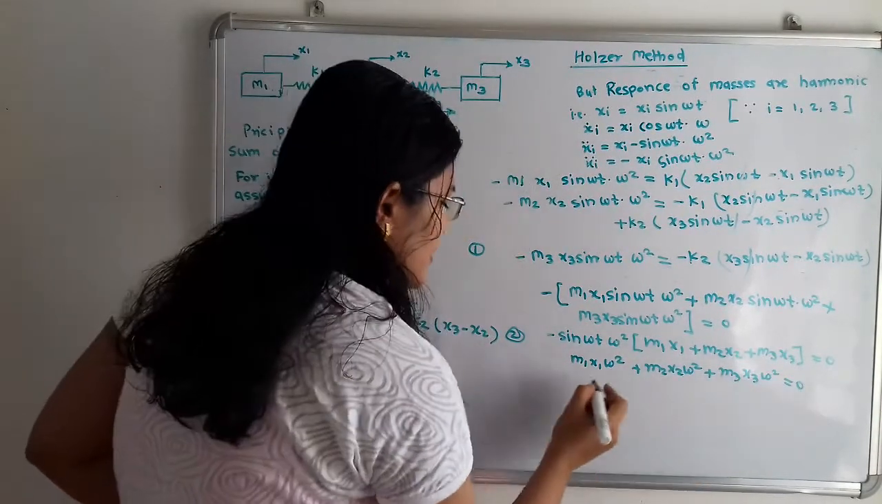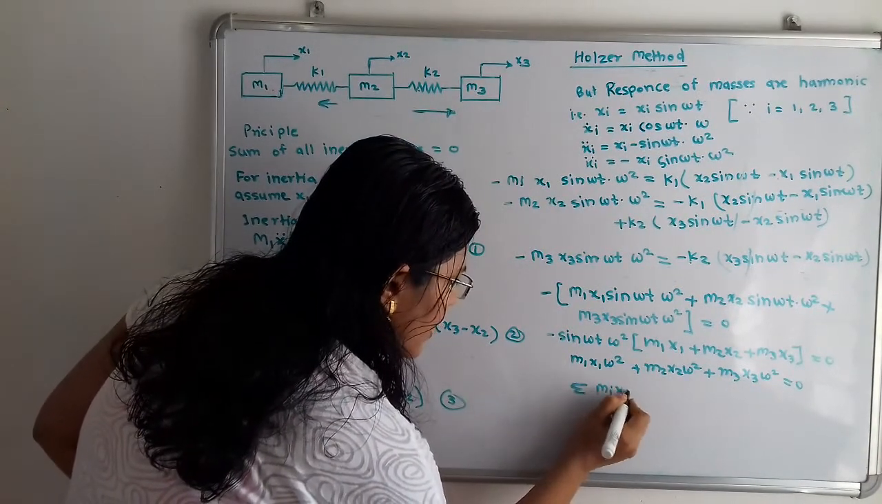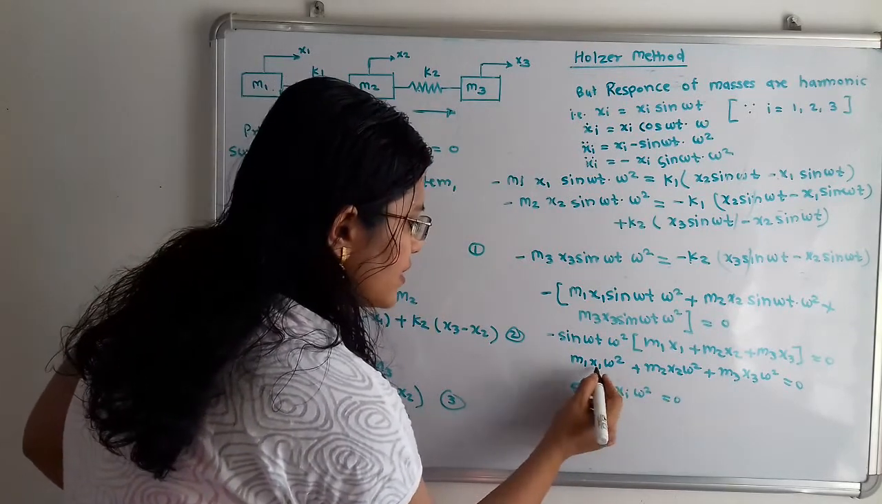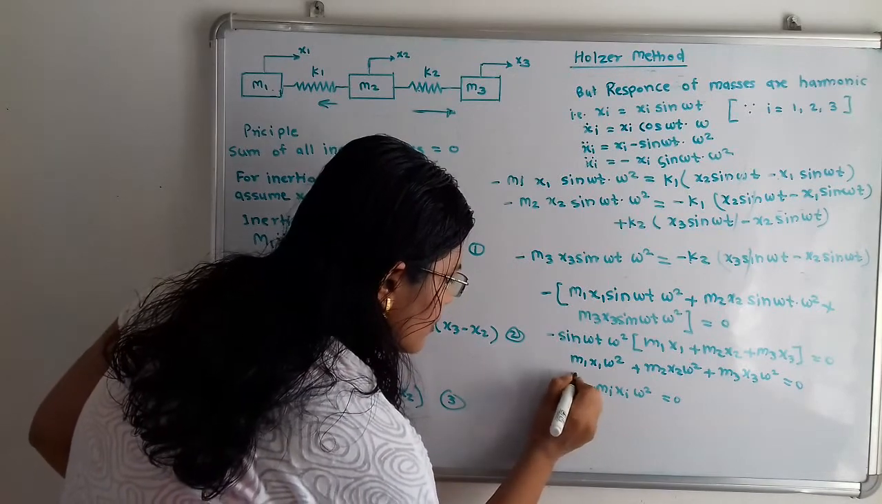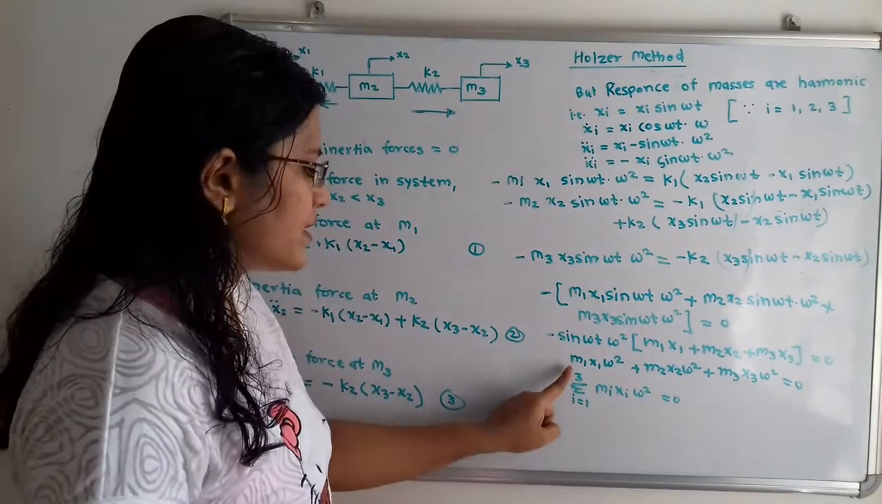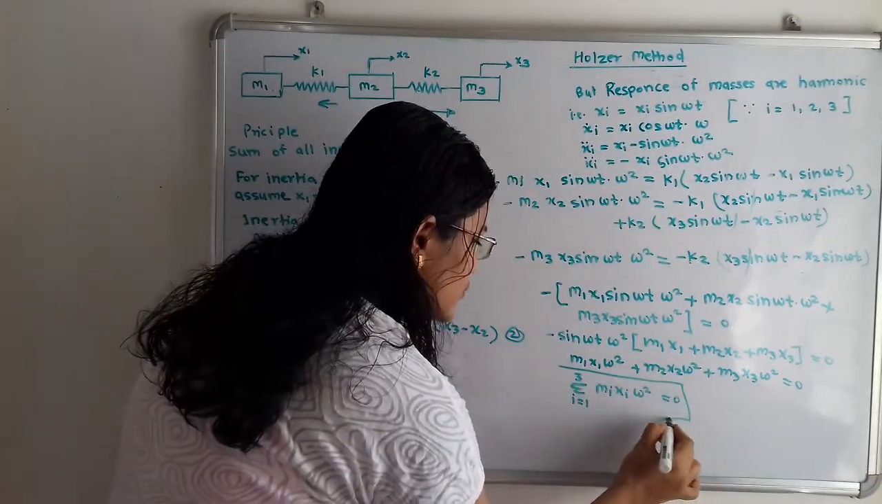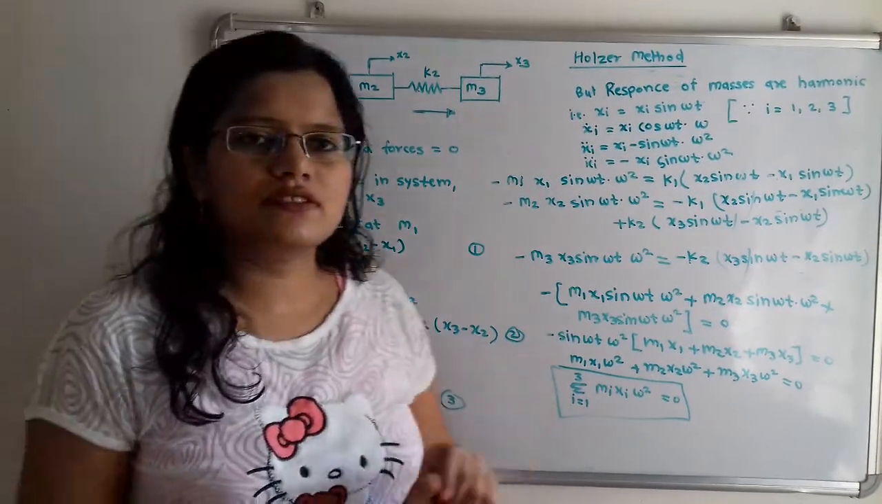So how can we write this? That is the summation of mi xi omega square, which is equal to 0. Here what is i? There are 3 masses, so we can write where i is equal to 1, 2, 3. So these are the limits. So this is the derivation for Holzer's method for the spring and mass system, and this is the formula.